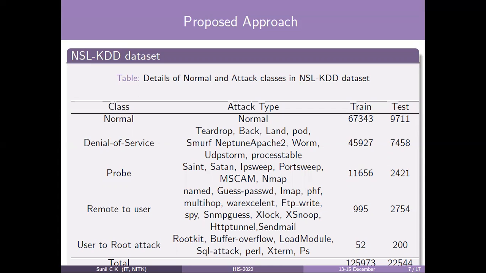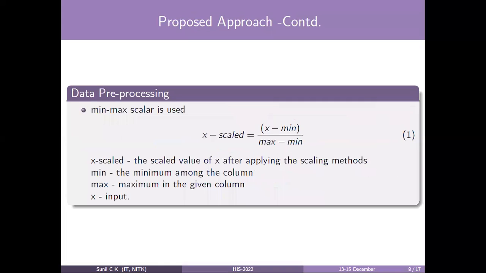So this can lead to problems while training on the dataset. That is the reason we have merged some of the classes into a single class, and in the updated dataset we have 4 attack type classes and 1 normal type class. For the training purpose we have used 1,25,973 records, and for the testing purpose we have used 22,544.